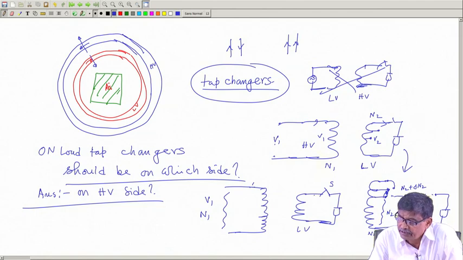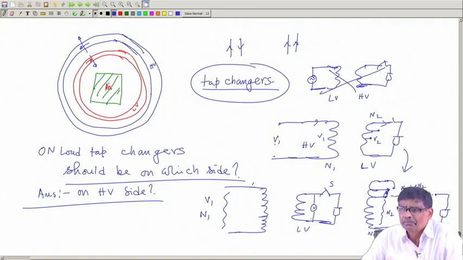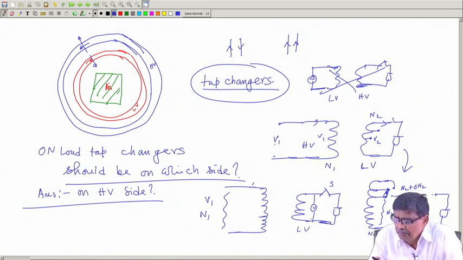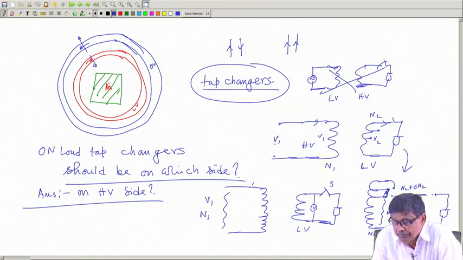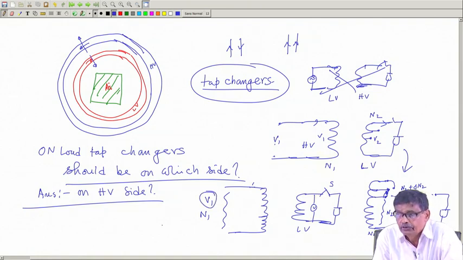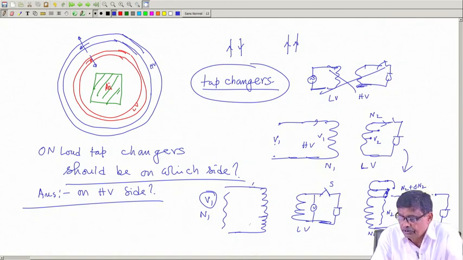Under no load I was getting a voltage here, but when I connect load I find that because of regulation the voltage drops, which is not desirable. Then I plan to play with the number of turns on the HV side, not the LV side, because the current is more. So, what should I do? Because this supply voltage is fixed, I cannot do anything. What should I do with N1?